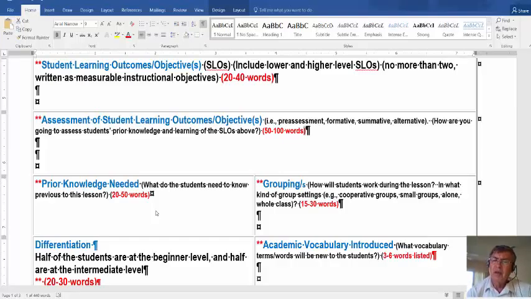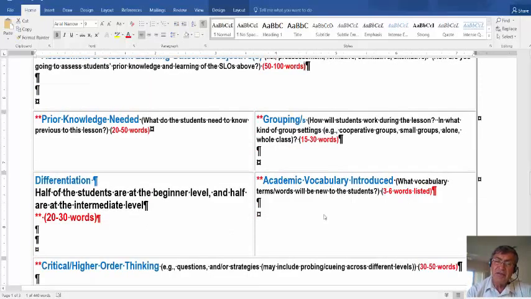Groupings. How will students work during the lesson, and what kind of group setting? Cooperative groups, small groups, alone, whole class? How are you going to do this? Okay. There are probably certain parts of the lesson that are whole class, and there are parts that are going to be small groups, and maybe there's a part where they'll be alone. That's fine. Describe that. It's not one or the other. It can vary during the 50 minutes.